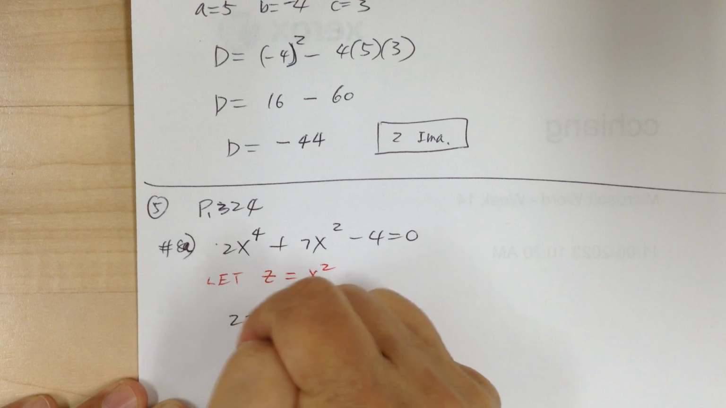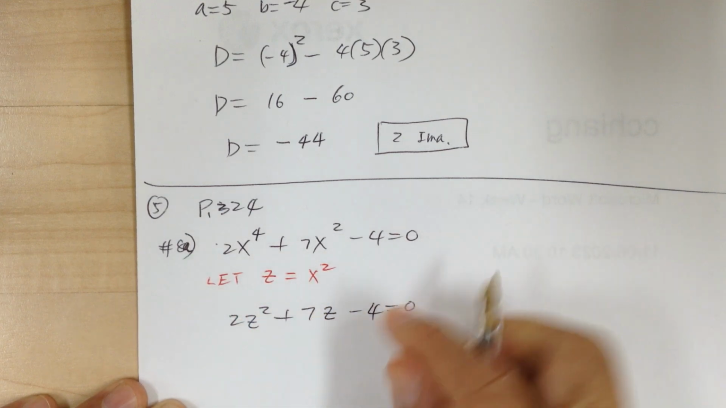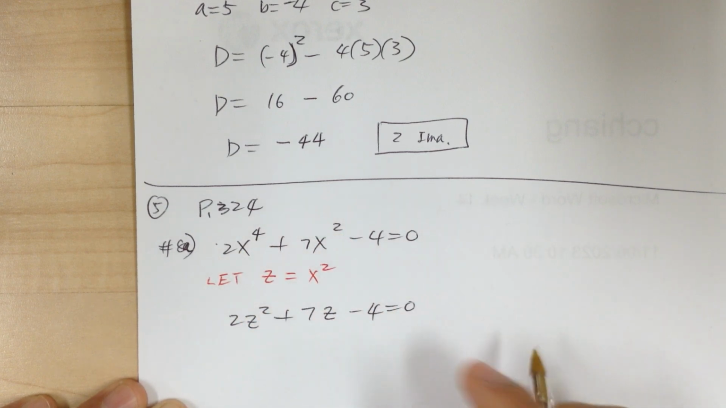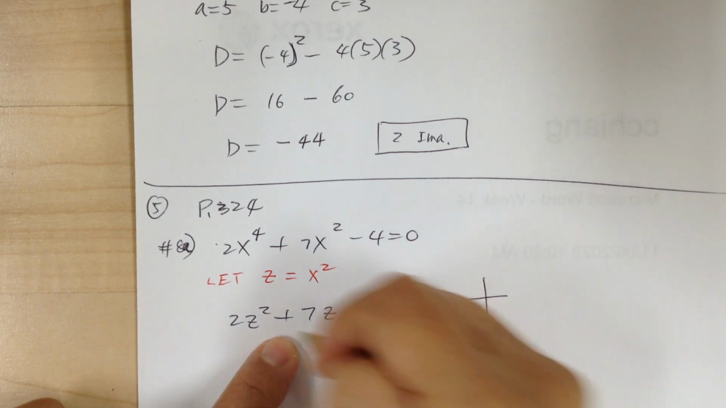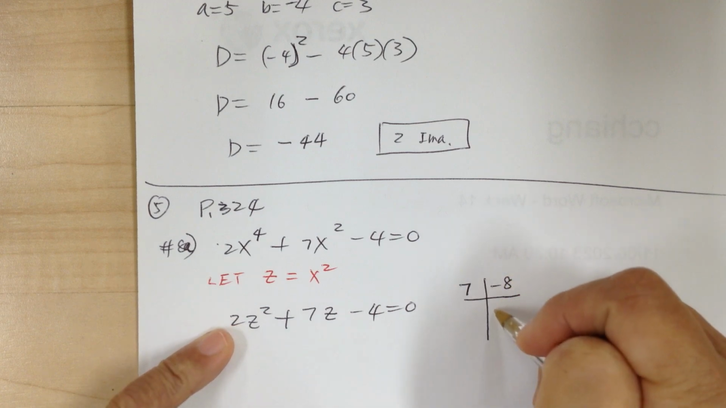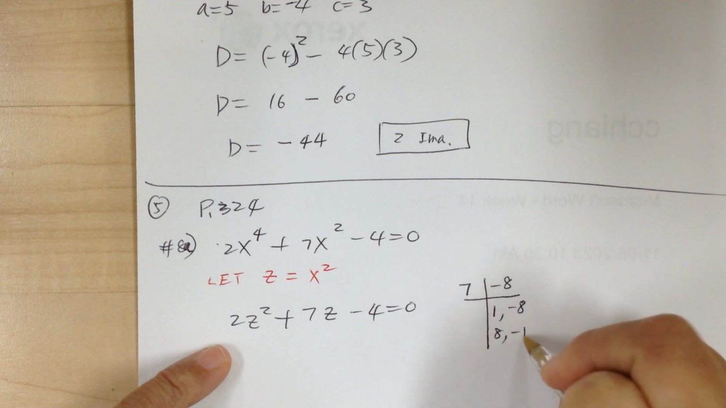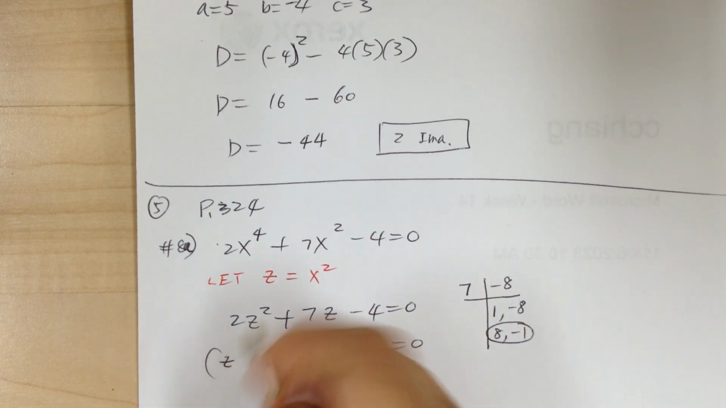So this becomes 2z squared plus 7z minus 4 equal to 0, right? Because this becomes z squared, this becomes z. So now you can do the solving. I'm going to use factoring. So it'd be 7 minus 8, so 1 comma negative 8. And from here I can see that I need to get 8 comma negative 1. Okay, so I need to undo the z.